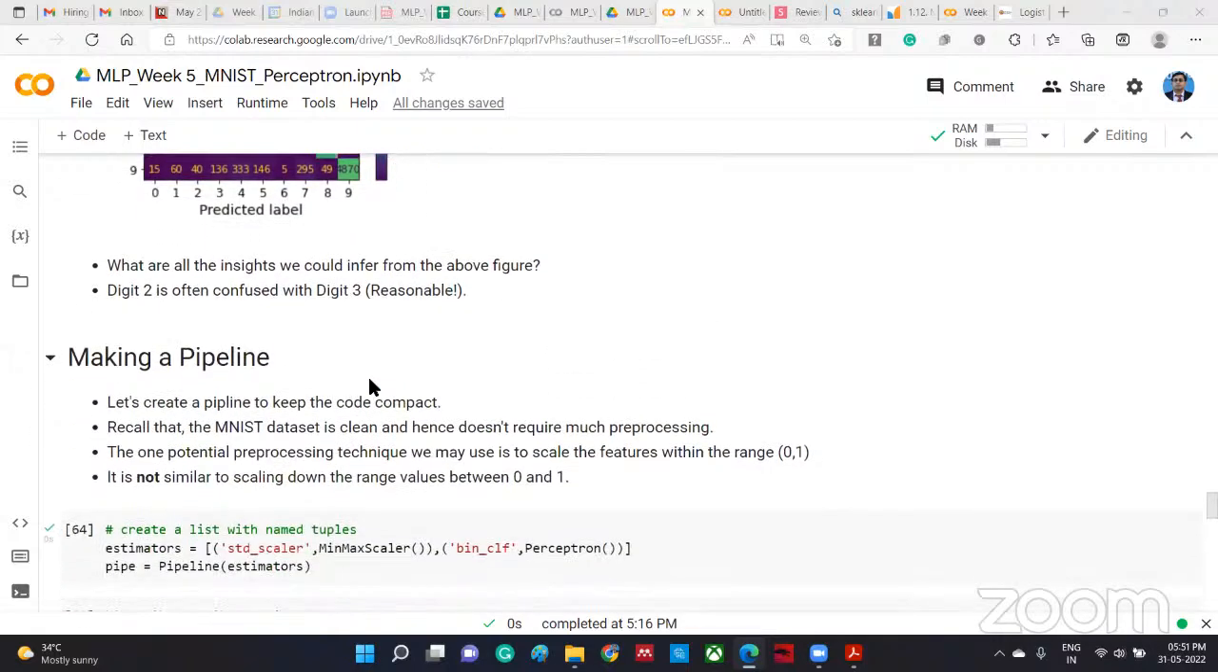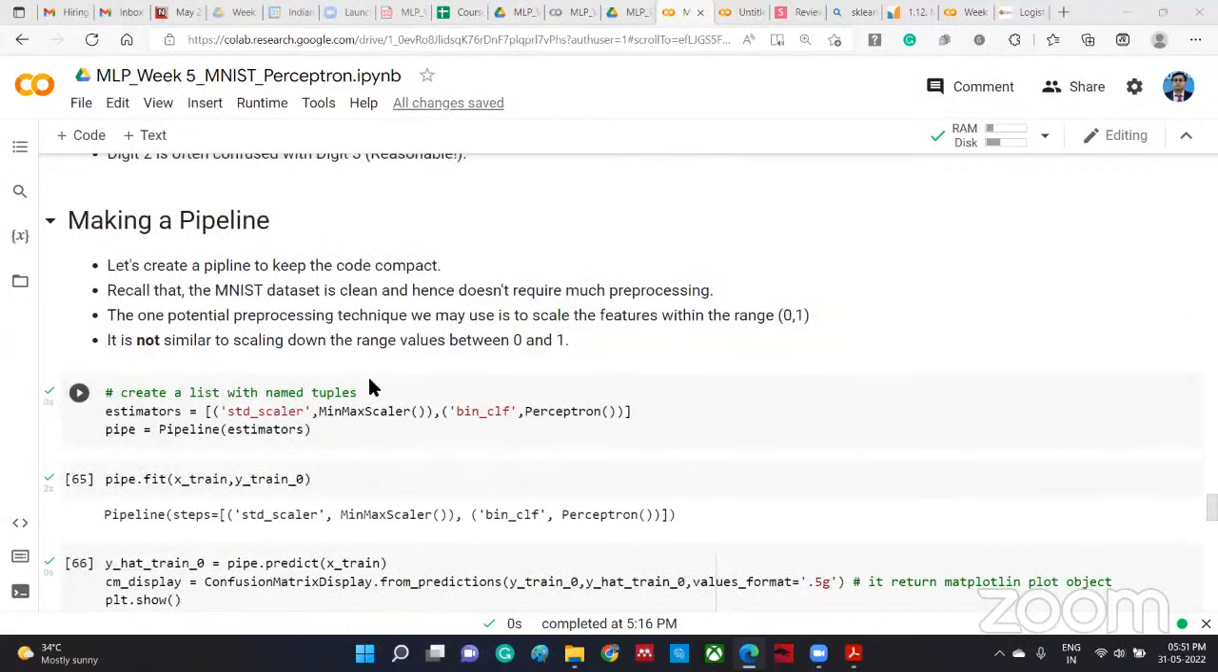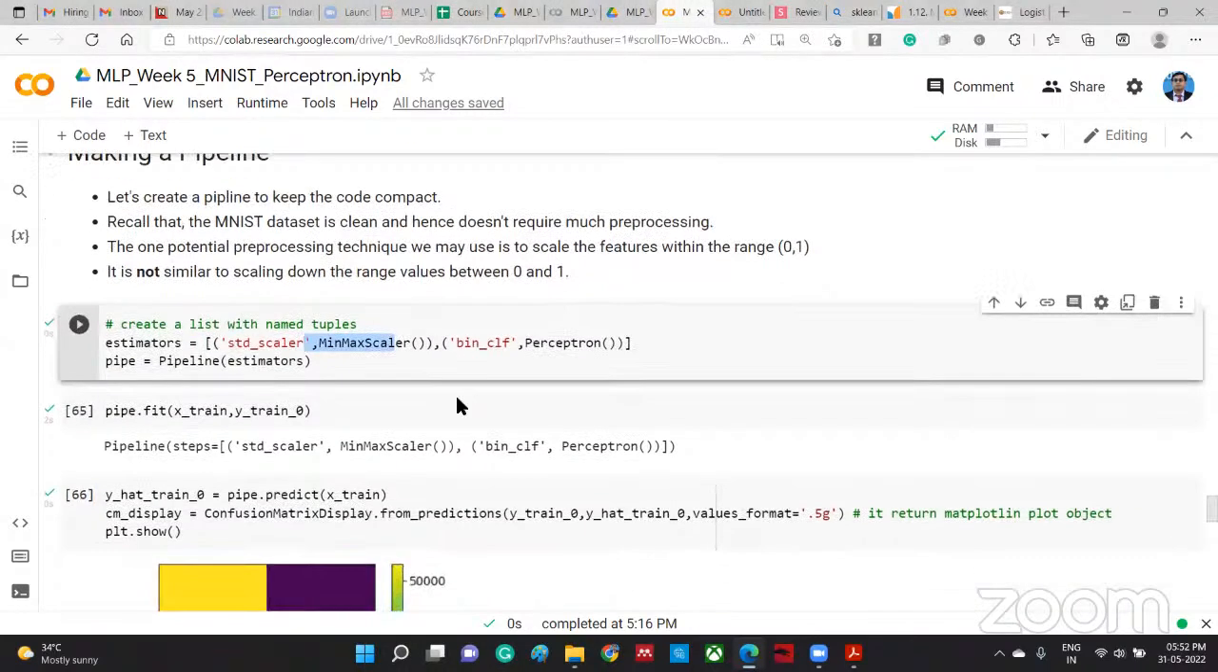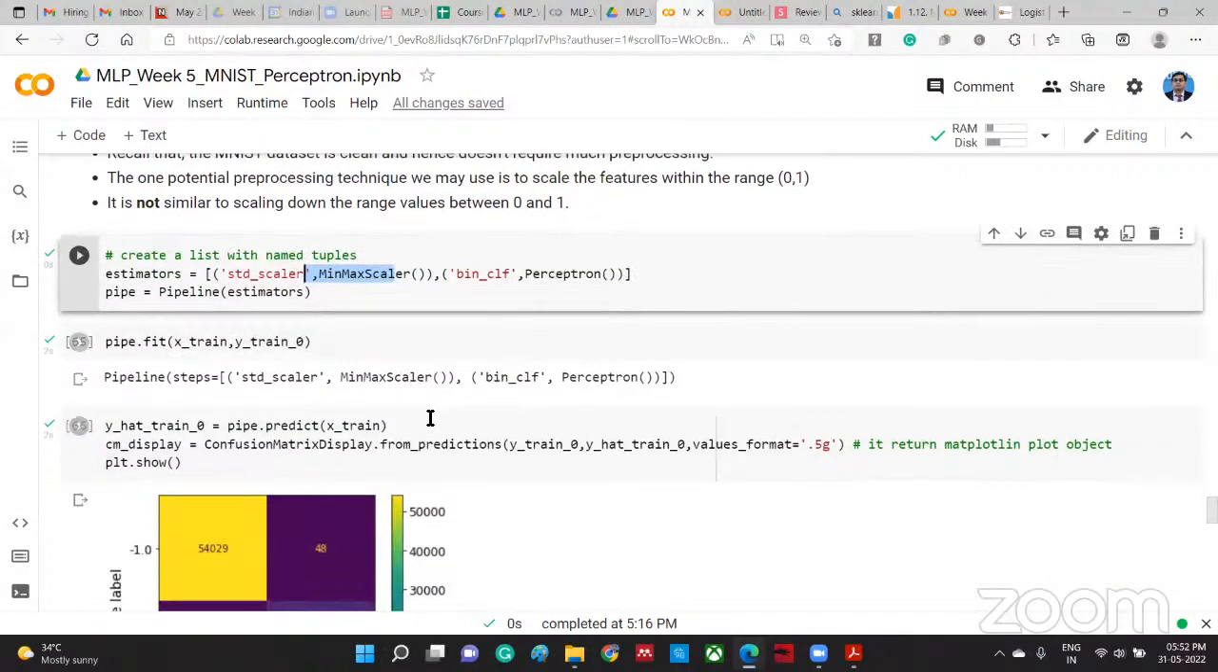So obviously we can make a pipeline also, and whatever we have done, we can keep in a pipeline to keep the code compact. Even this does not require much pre-processing as it is a standard thing. The only thing we are doing is scaling the features within the range of 0 to 1, so we are using the min max scaler and the perceptron. So we are fitting the data sets. What are the steps that we have? Standard scaler, min max scaler, and perceptron, right?